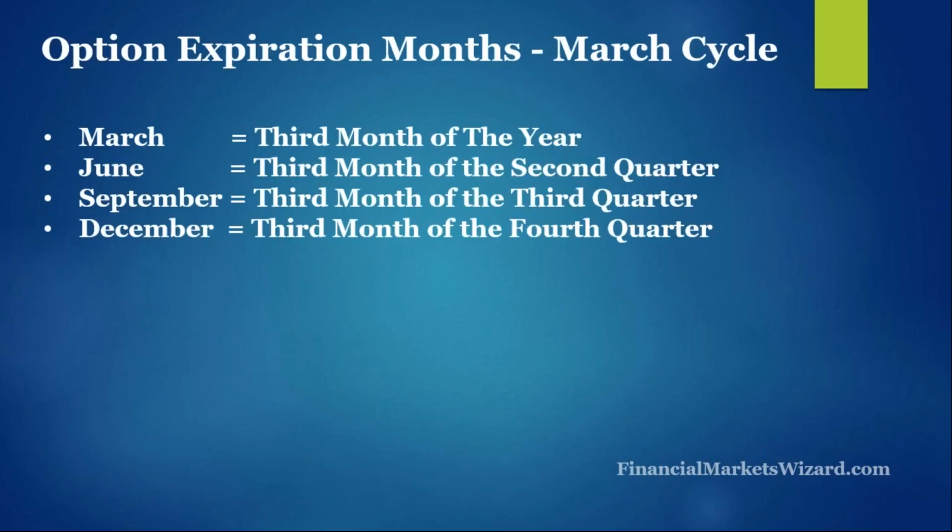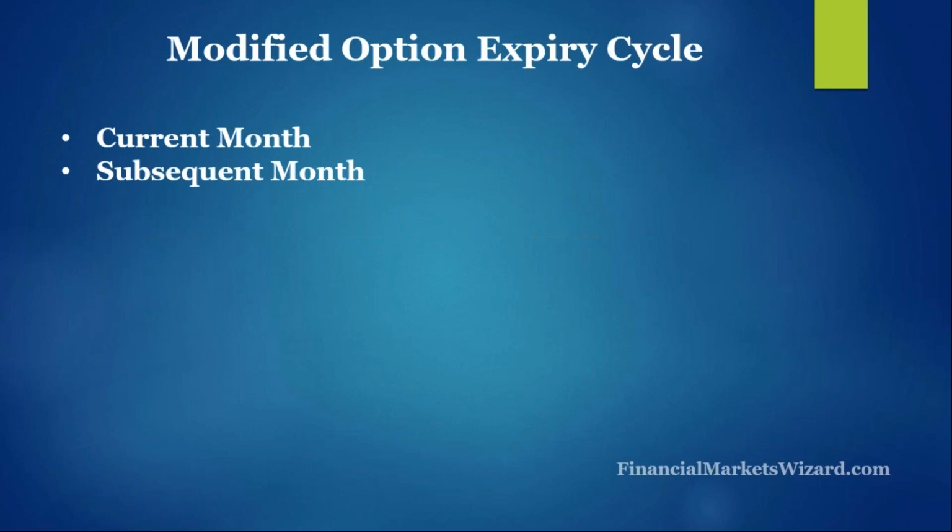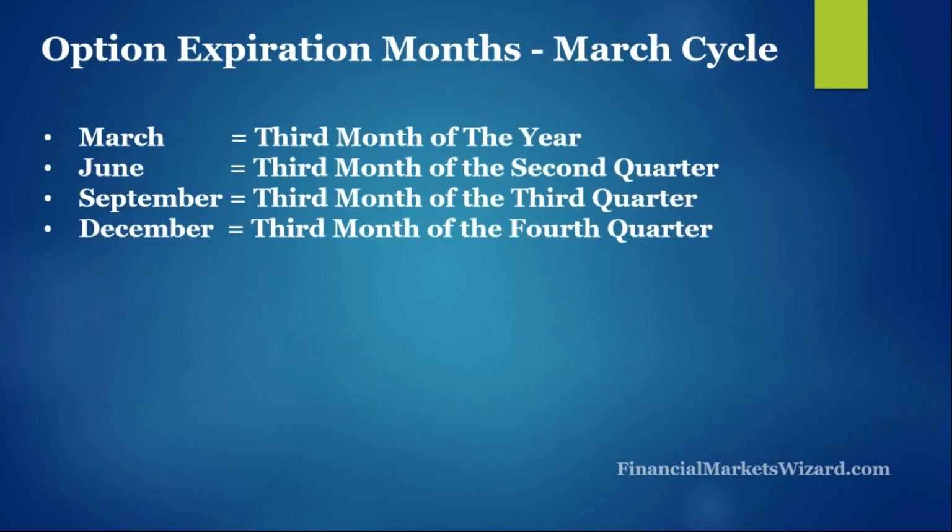So let's look at the March cycle. Suppose we are in the month of October, and the stock is assigned to the March cycle. If today is October, then December is the month available. There is no October, there is no December. So how do you trade short term, or how do you hedge your position short term?